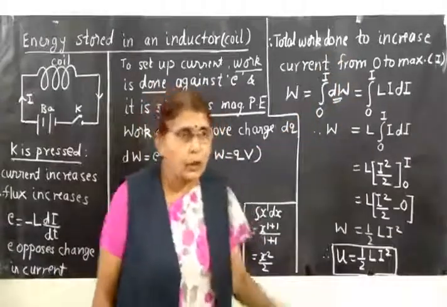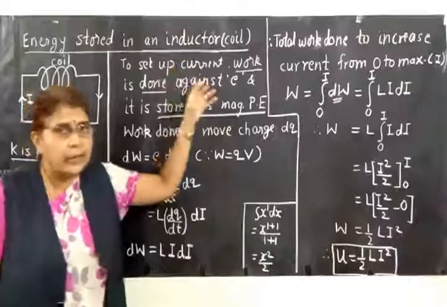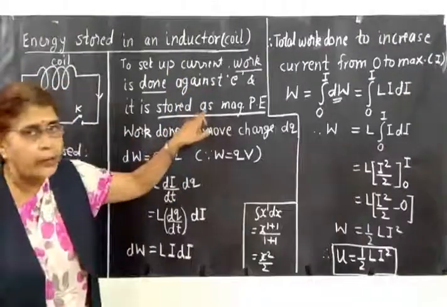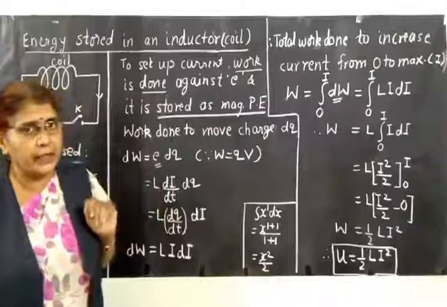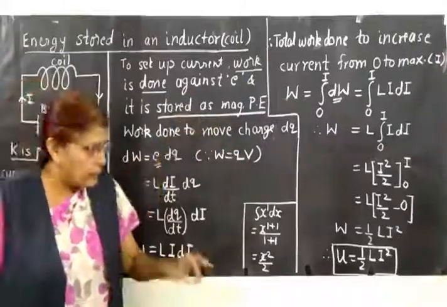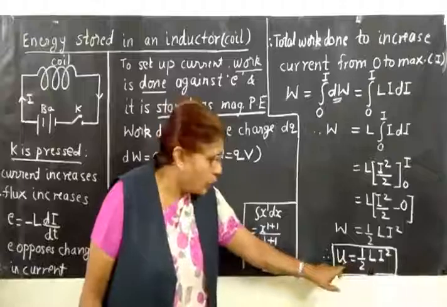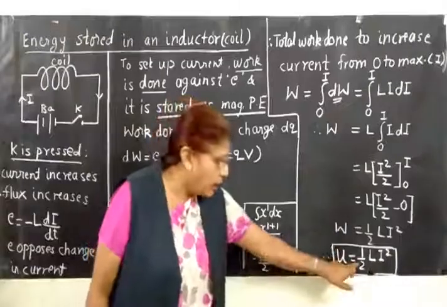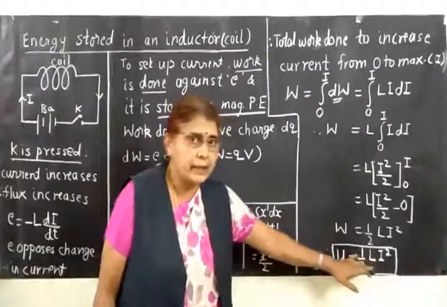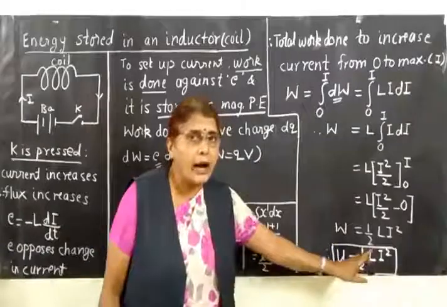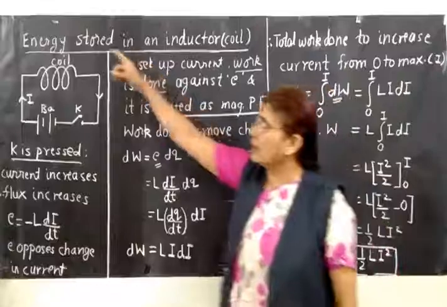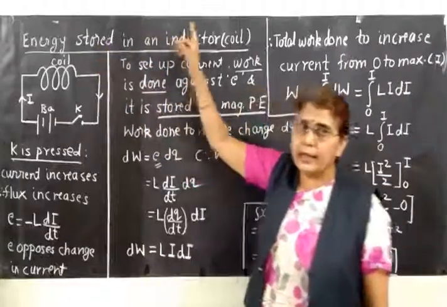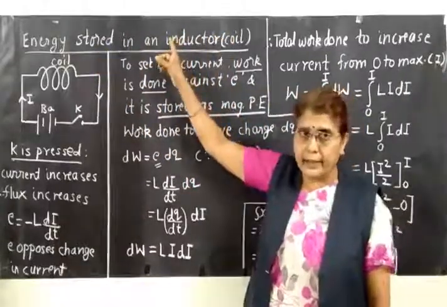Now just now I told you whatever work is done to set up the current, it is stored in what form? It is stored in the coil in the form of magnetic potential energy. Let us denote the magnetic potential energy as U. So U is nothing but W. And what is the value of W? Half L I square. So U is equal to half L I square, an expression for the energy stored in a current carrying coil or an inductor.